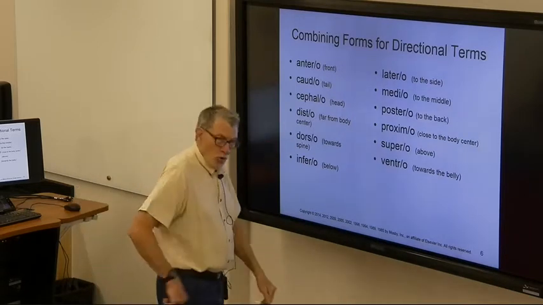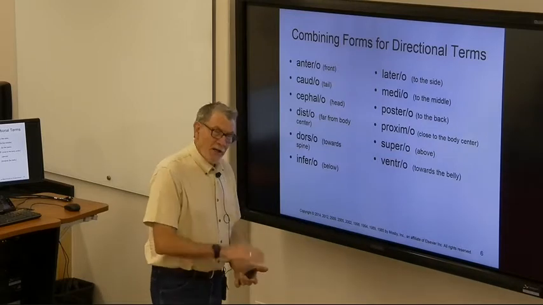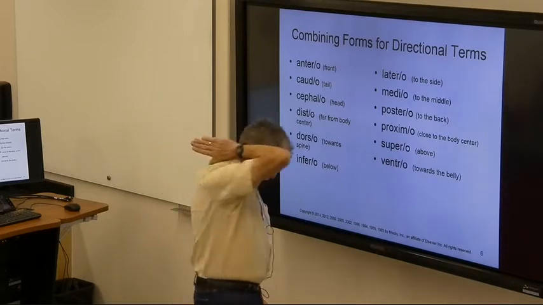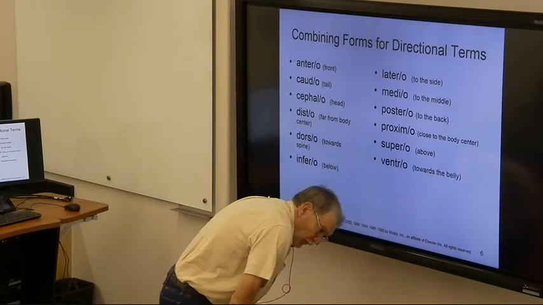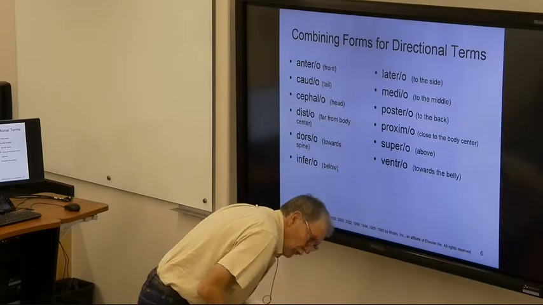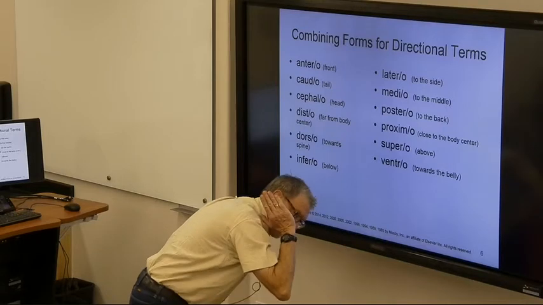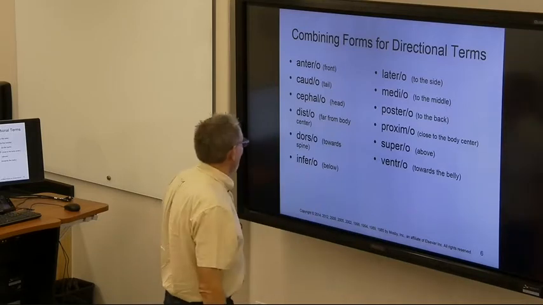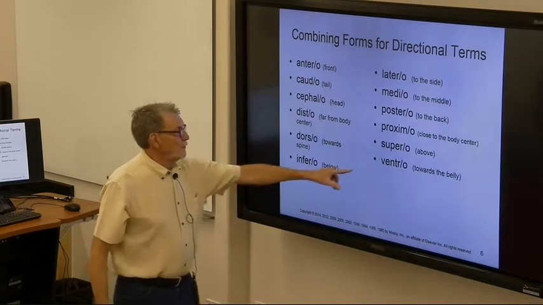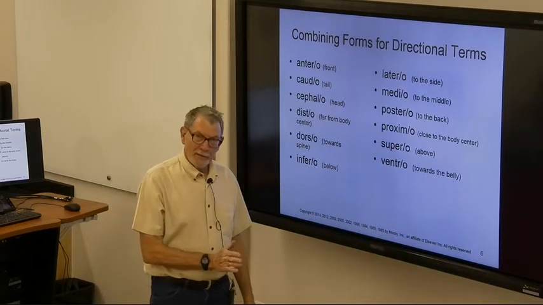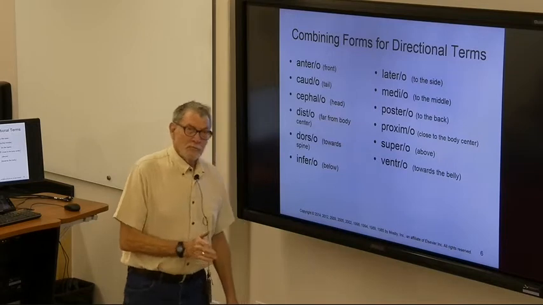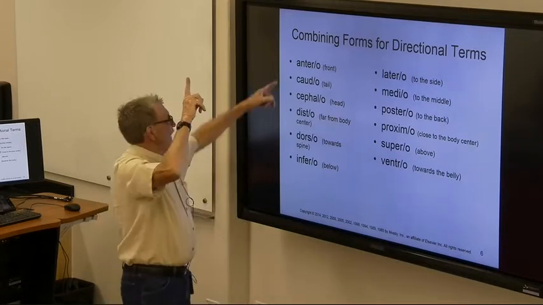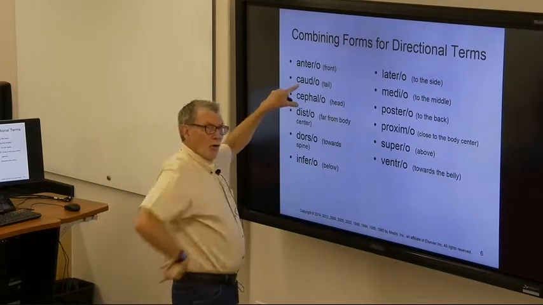Dorso is towards your spine. Think of a dorsal fin on a shark in the dorsal direction. So if I'm leaning over like this, it's hard to say what's front and back, but dorsal is always going to be toward the spine. Ventro is toward the belly. Dorso, ventro. Okay, we have cephalo, caudo.